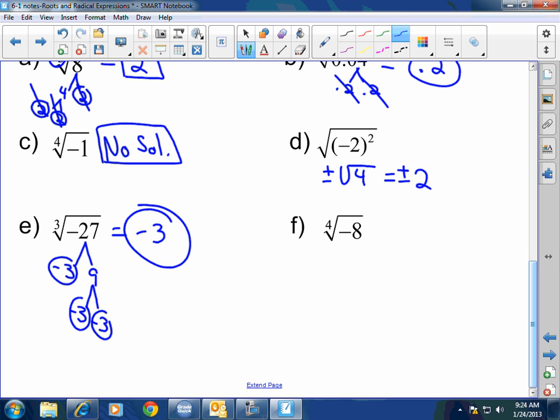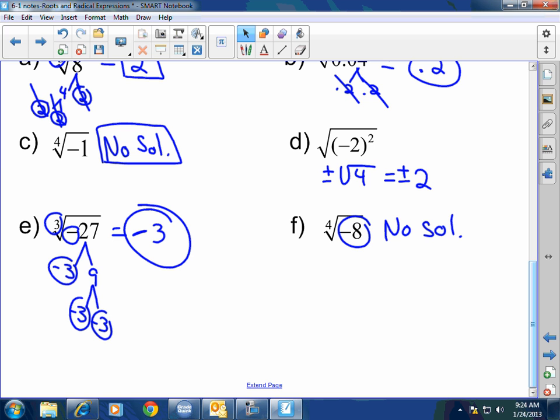Yeah, because you know that when you have a cube root, if it's negative, the answer will always be negative, is what my boy was asking. Always. If you have a negative in a cube root, I promise you, your answer is going to be negative. I promise you. Always. Does that help? Thank you, sir. Here, what's the fourth root of negative 8? No solution. Cannot have a negative radicand for an even root. We're good so far, my brothers?